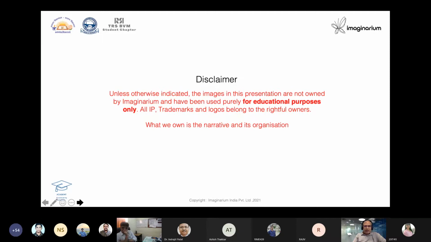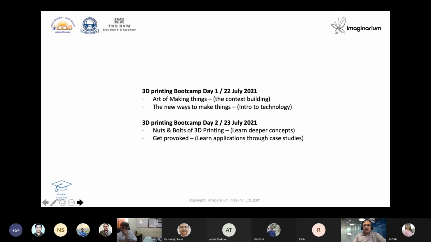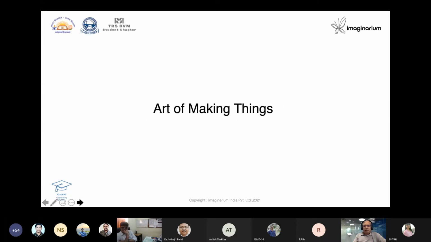So it's a general disclaimer. And this is the plan. Of course, whatever you saw was a little old one. So we are going to talk about what is known as the art of making things. Why is a 3D printer required? A 3D printer is required because you want to make things.